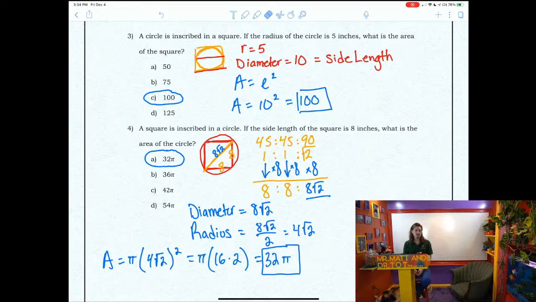For example, if they only give you one side, like I said before, you can't use the Pythagorean Theorem. So you do want to start to get comfortable with using these special right triangle ratios. And we're going to get a lot of practice with them.